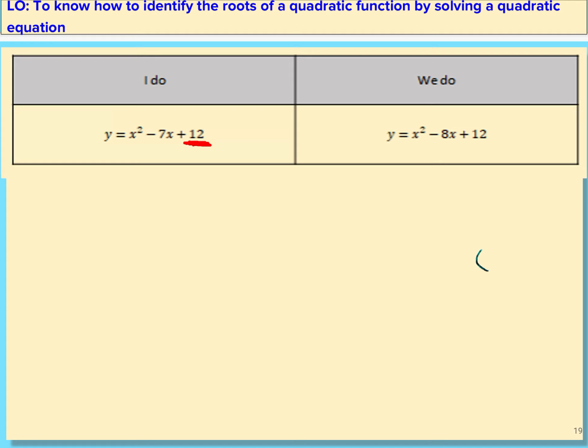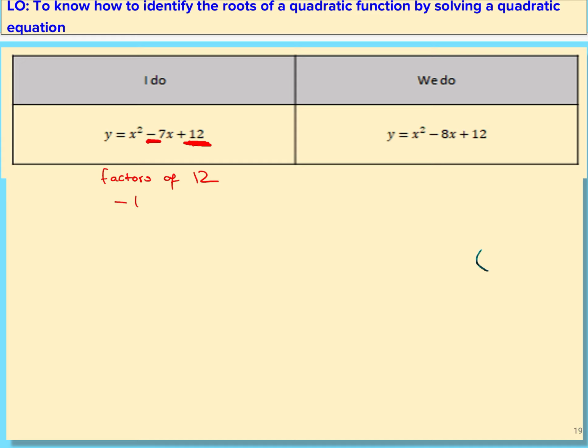Okay, we're going to be moving on now. So, in order to identify the roots of the graph, we need to factorize it. And I'm going to show you just how to do it. First take a look at the constant of your graph, basically the number that doesn't have any x's attached to it. So you're going to look at 12 and find out the factors of 12. And you need to find out which combination of the factors of 12 will add together to give you -7.